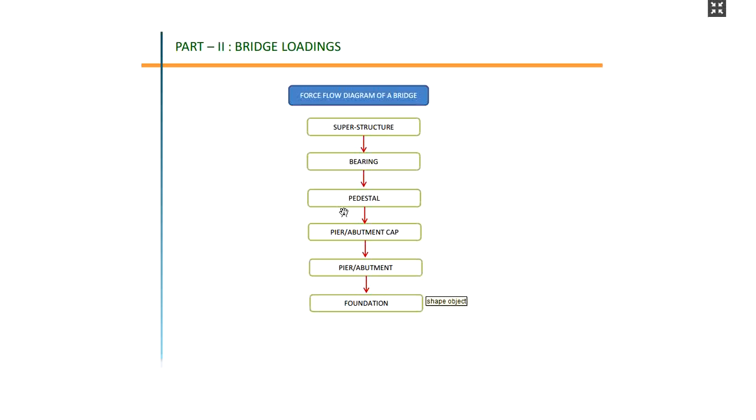Force of the superstructure is going to be transferred to the bearing. Bearing is going to transfer the load to the pedestal, and the pedestal will be resting on the abutment cap and/or pier cap. If it is at the last, then it will be abutment, and if it is intermediate, then it is going to rest over the pier. And the pier cap or abutment cap is going to transfer load to the pier or abutment, and at last this load is going to be transferred to the foundation.